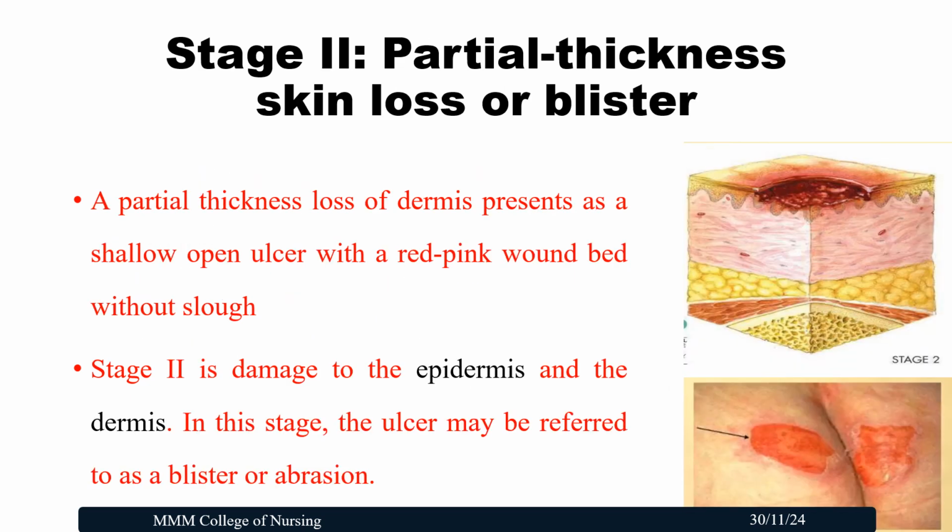Stage 2: partial thickness skin loss or blisters. Here the partial thickness loss of the dermis presents as a shallow open ulcer with a red to pink wound but without slough. Stage 2 is damage to the epidermis and the dermis. In this stage the ulcers may present as blister formations or abrasions.